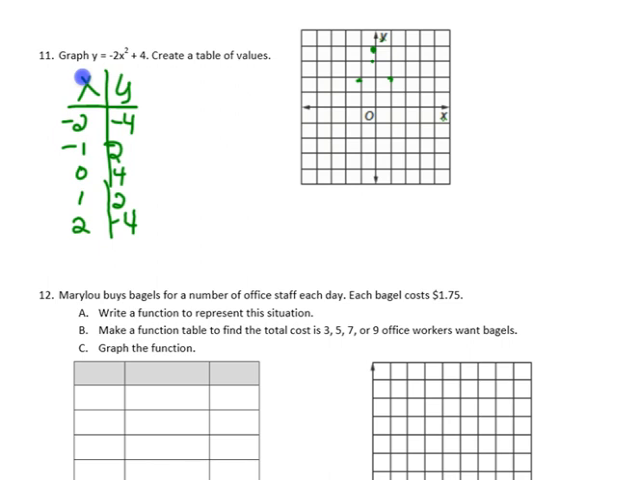This one's kind of hard to read. I'm sorry. There we go. So it's our U-shaped. It's a curve because it has an exponent other than 1.